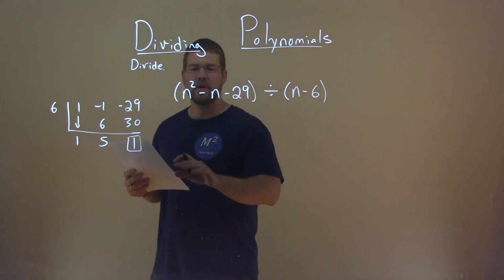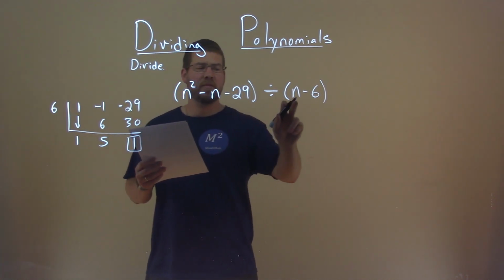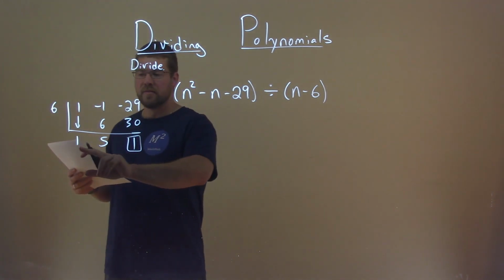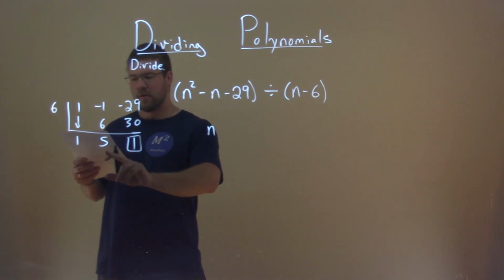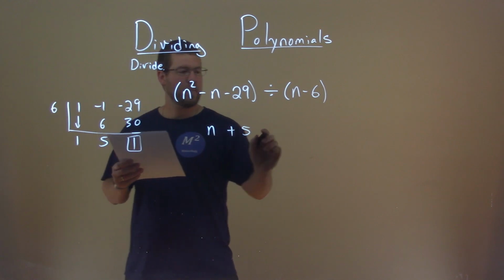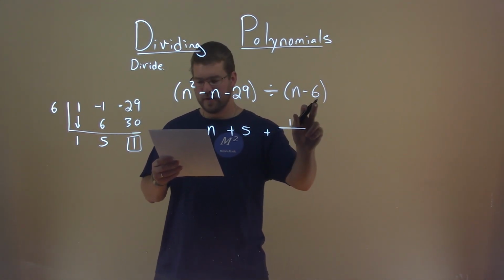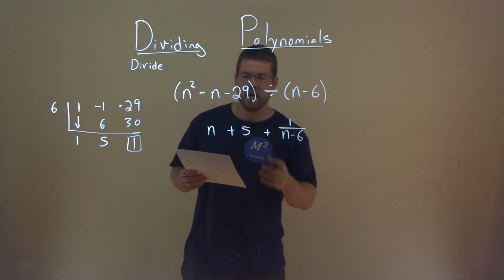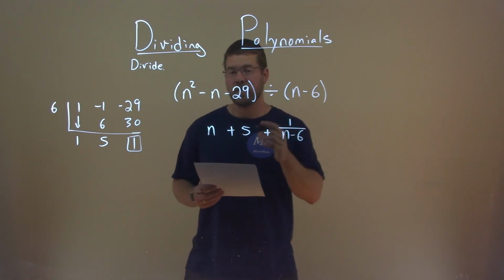So now we have the information, we need to translate it back into our variables. We have an n squared divided by an n, so we're going to start with just 1n. That's a coefficient right here, 1n, so we're going to write one of them here. Then we're going to add a 5, plus our remainder, which is 1, over what's left over here, n minus 6. And so there we have it. N plus 5 plus 1 divided by n minus 6 is our final answer.